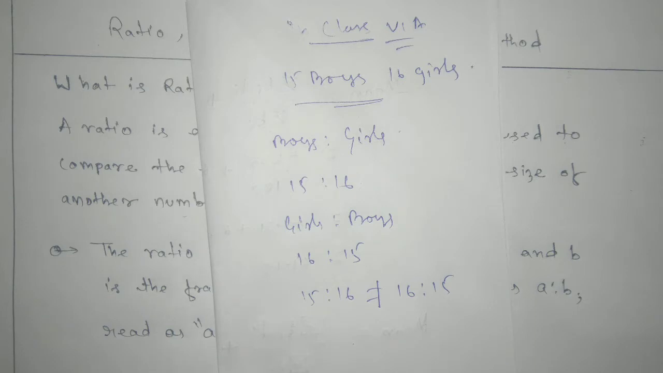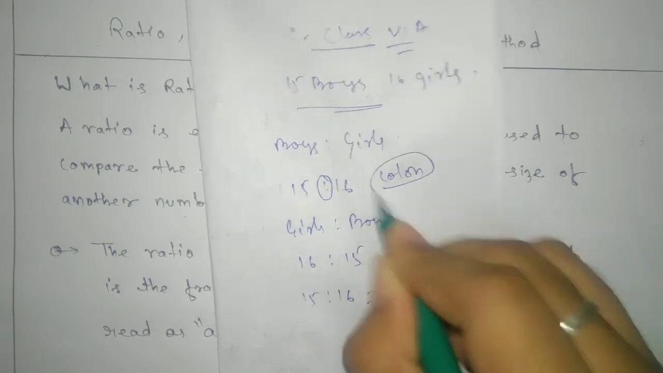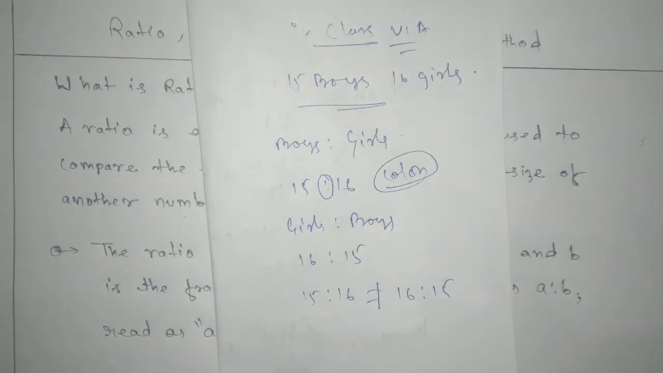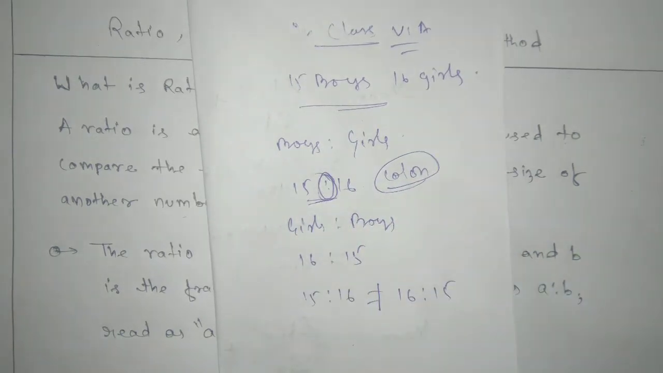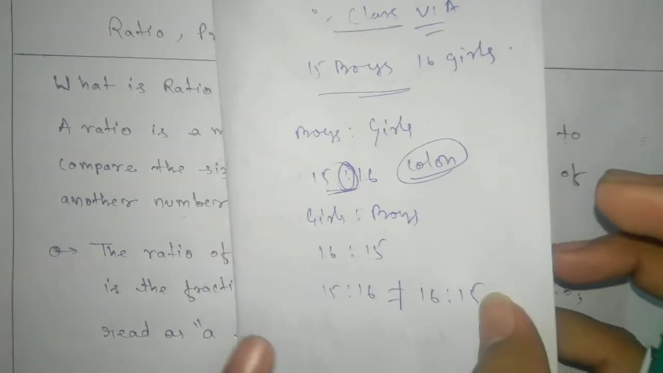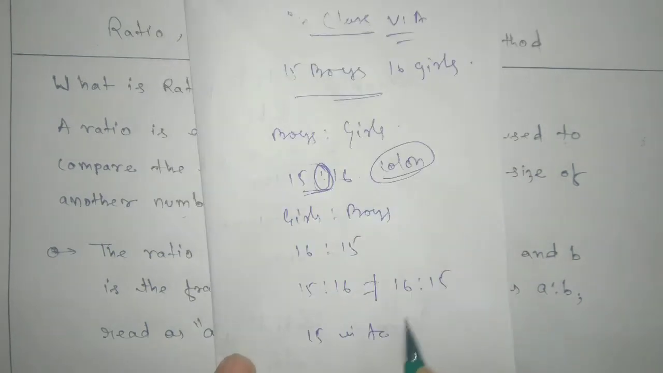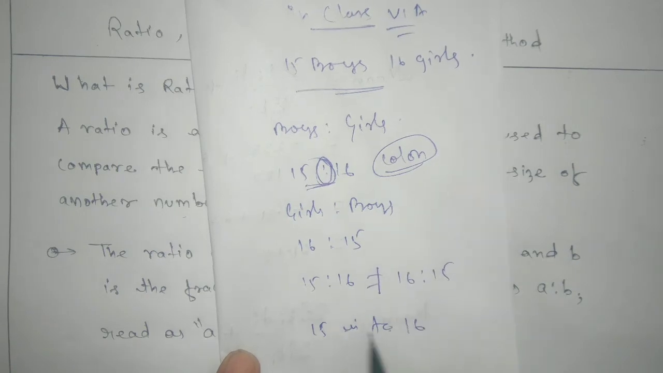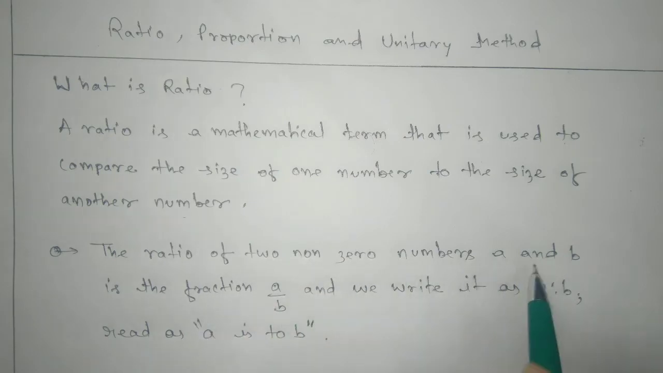Now the question will arise, sir, what is this? This is a colon, C-O-L-O-N. This symbol is called a colon. And here we represent ratio with this notation. We read it as 15 is to 16. So the ratio of two non-zero numbers a and b is the fraction a by b, and we write it as a is to b and read it as a is to b.